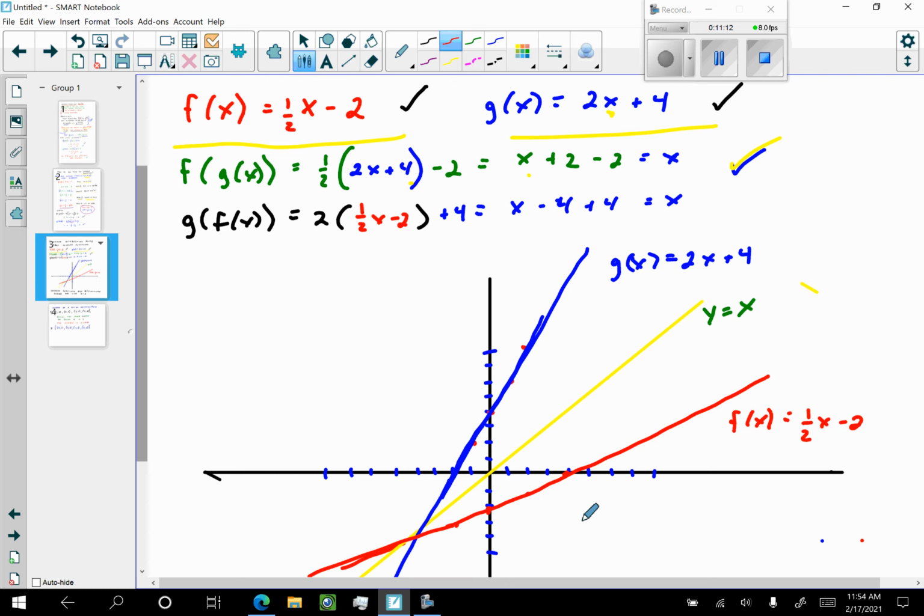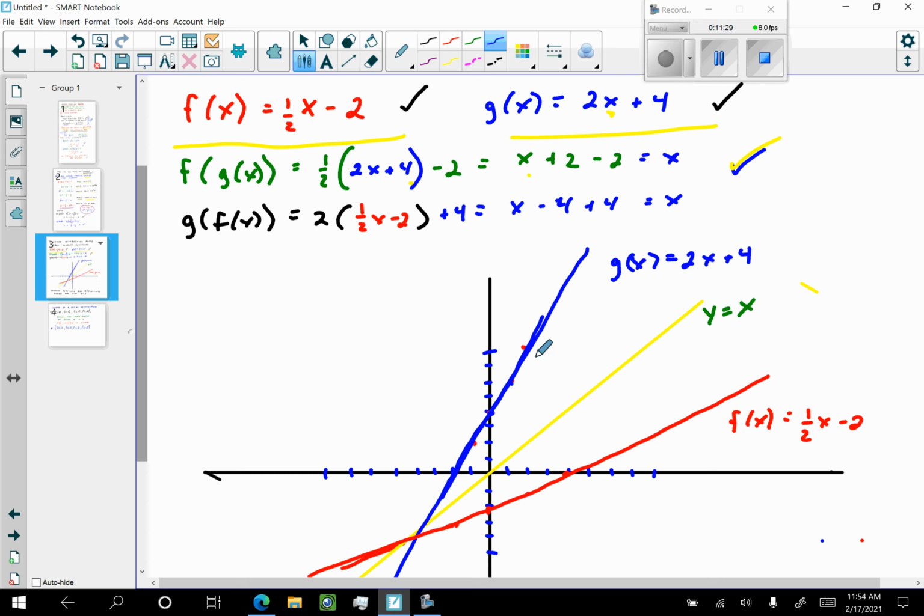I'm going to very carefully graph the function 2x plus 4. Okay, what am I going to do? I'm going to start at 4. I'm going to go up 2 over 1, up 2 over 1, or back 2, down 2, back 1, down 2, back 1, and this is the graph of g.